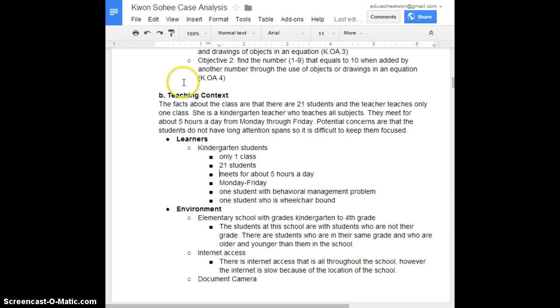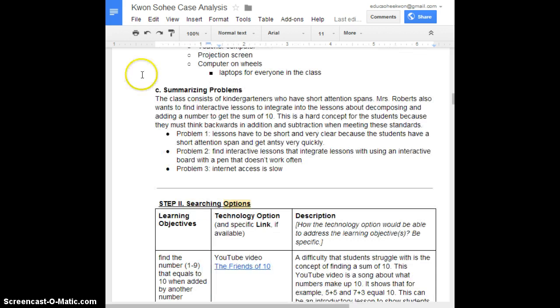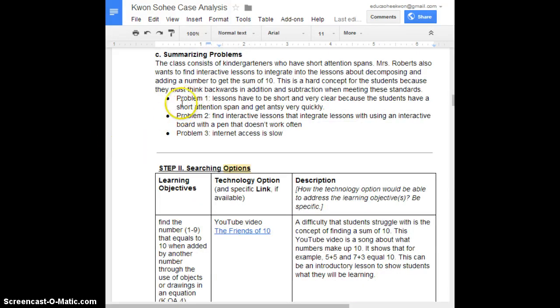I did have some difficulties while doing this process, which is right here in the problems. Some of the problems that I had were the lessons, they had to be short and clear since the students, this would have been around their first year in school, and so they have a short attention span and tend to get very antsy very quickly.